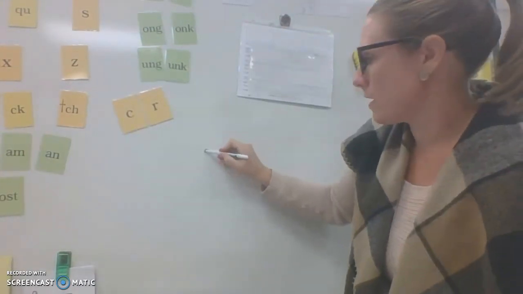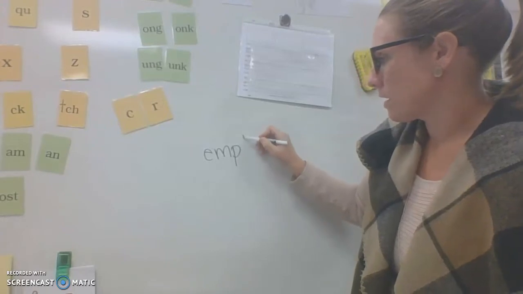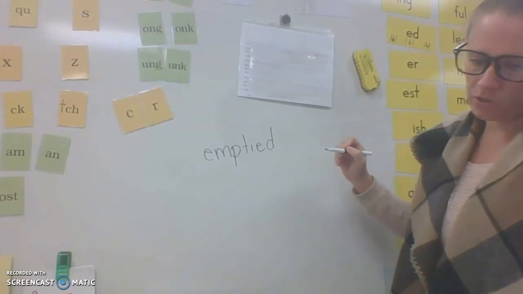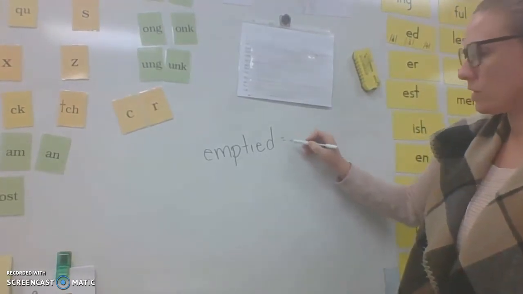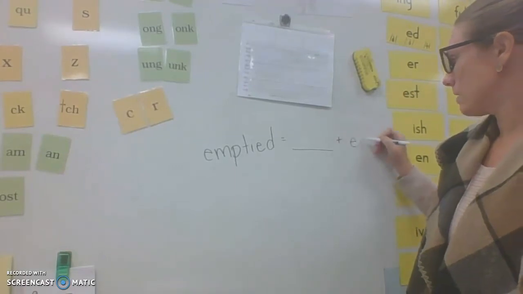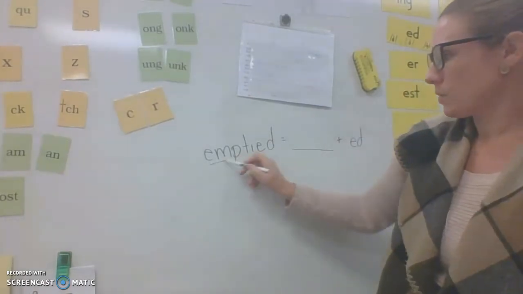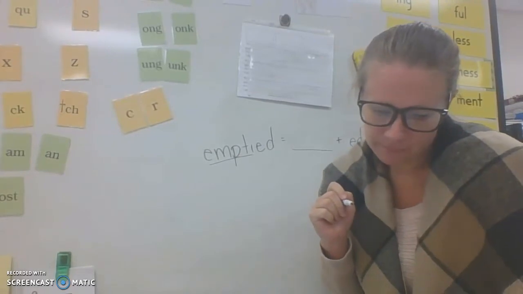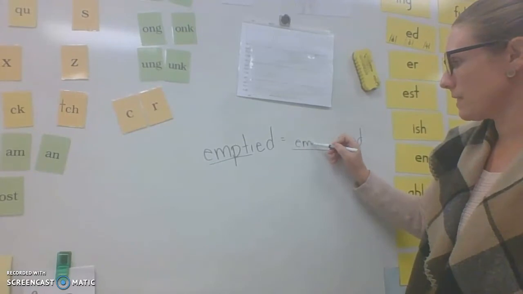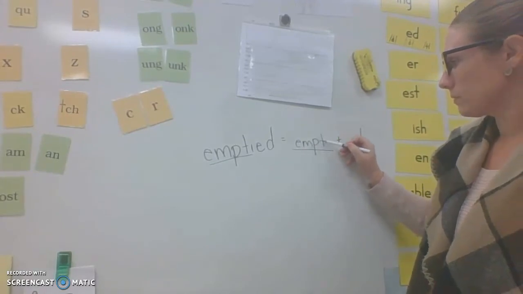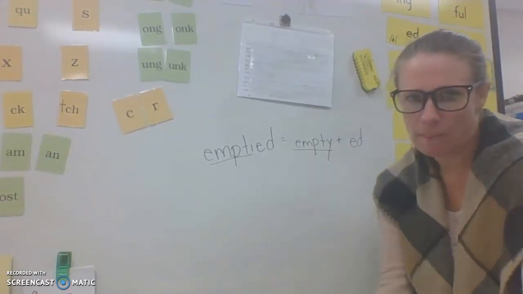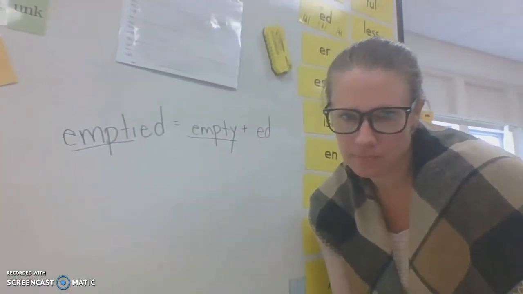So let me write emptied, and I'm going to write equals blank plus ed. So what would that blank be? Well, it would be empty. That's the base word. Emptied equals empty plus ed.